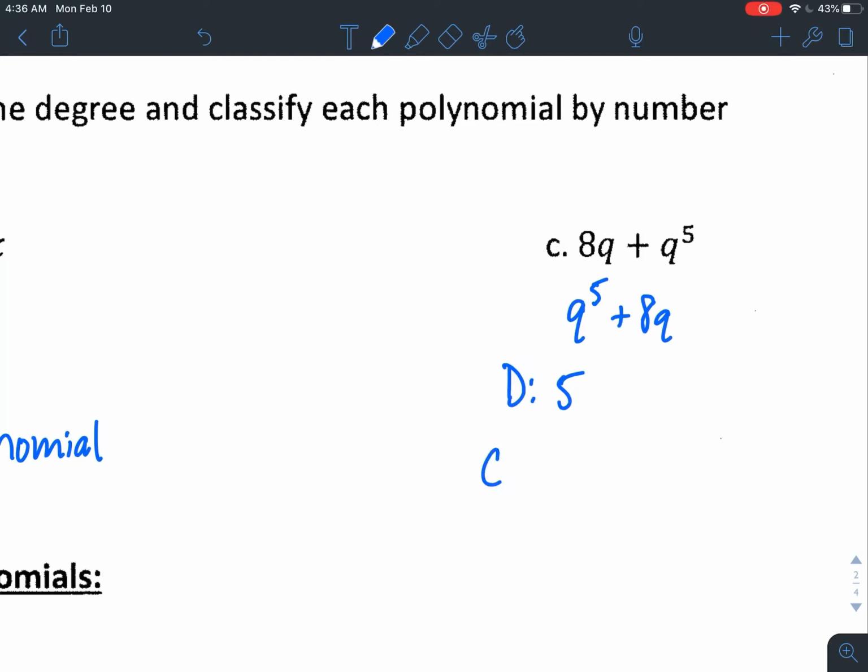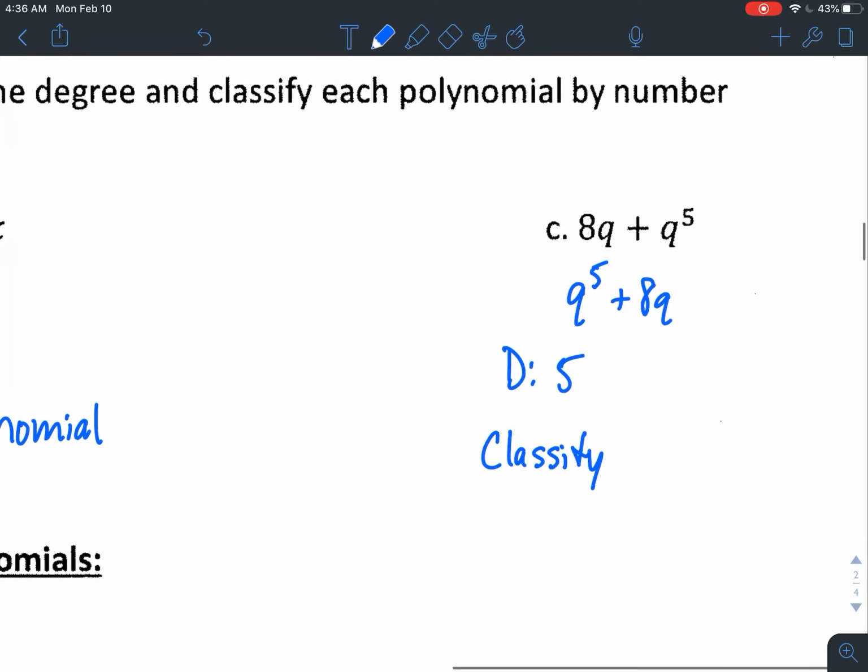And my classification, sorry, my dog is whiny right now.